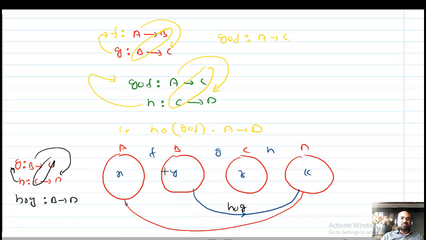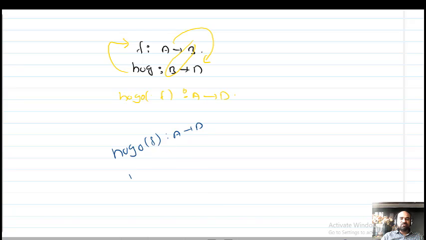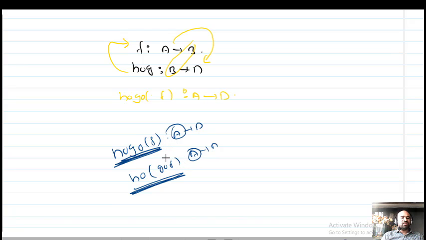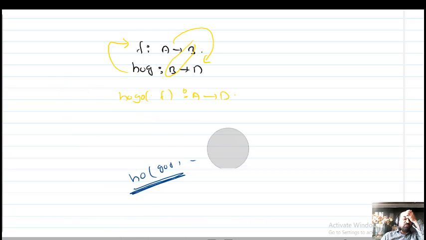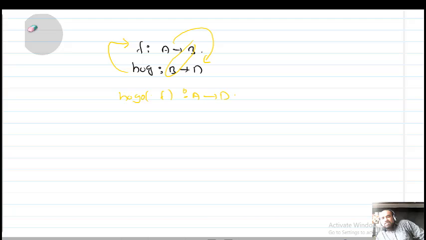What is the previous one? Here, h circle g circle f. This is also from A to D only. What is the meaning of it? This is one function from A to D, and this is another function from A to D. These may be equal. You can say they are equal when their domains are the same and their rules are the same. The domains and codomains are the same, but by observing these two you can't say they are equal functions. They should satisfy the second condition: the rules are the same.